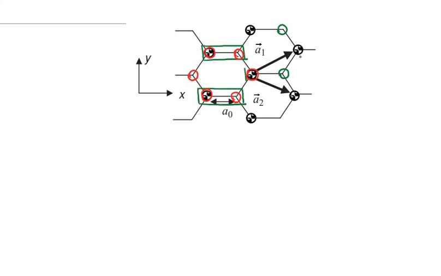It is not really difficult to calculate. We just have this triangle over here. This is a right angle triangle, and this angle is 60 degrees. Okay, and we define the distance between two atoms in a unit cell as a0. So this distance is basically a0. And as I said, this angle here is 60 degrees.